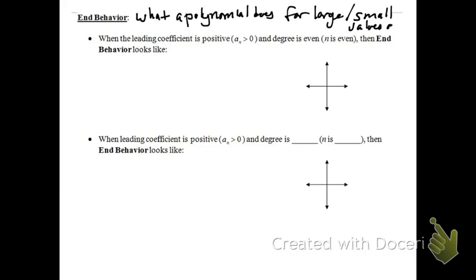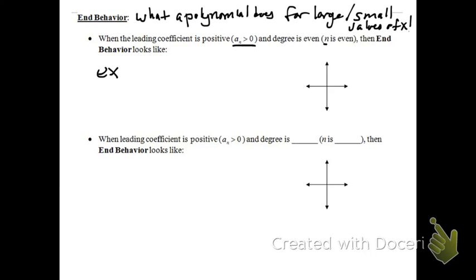values of x. So let's take a look at the different cases, and there's 4 different cases. The first one is when the leading coefficient is positive. The notation we would say is a sub n is bigger than 0, and the degree is even. We always call that the degree n. So the end behavior would look like the following. Before we do that, let me give you an example.